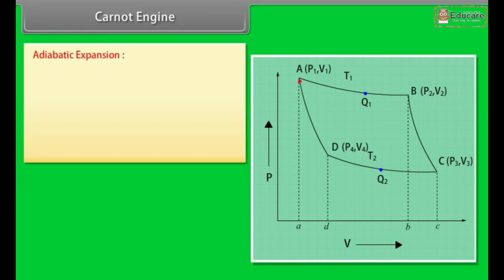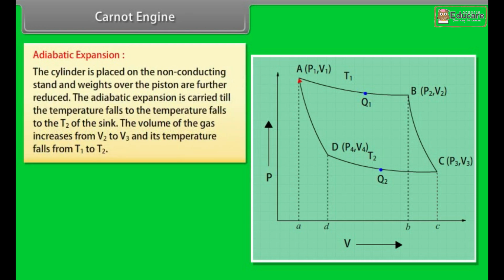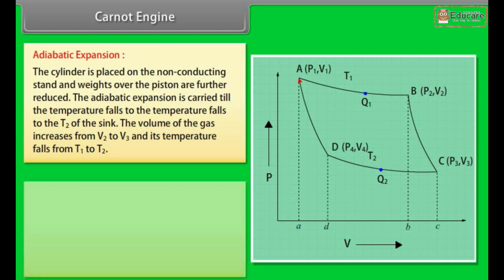Adiabatic expansion: the cylinder is placed on the non-conducting stand and weights over the piston are further reduced. The adiabatic expansion is carried on till the temperature falls to the temperature T2 of the sink. The volume of the gas increases from V2 to V3 and its temperature falls from T1 to T2.